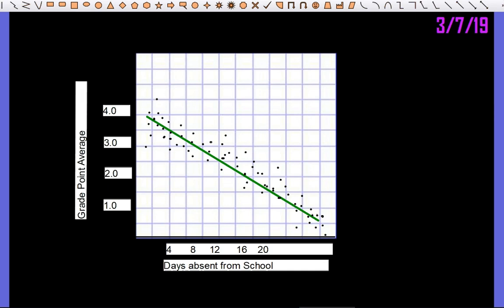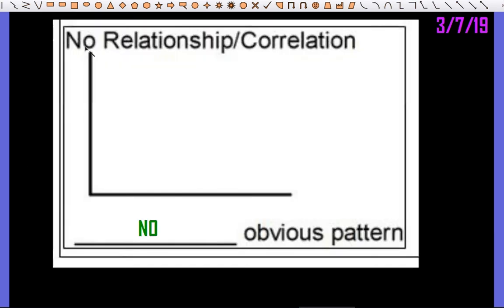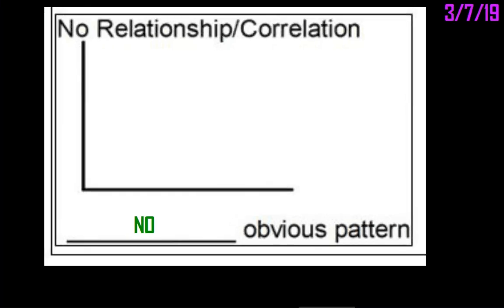And lastly, when it says no relationship or correlation, again, that's the perfect definition of a scatter plot. Those points are going to be all over the place, and they're not going to be lines like that, but you guys get the idea.